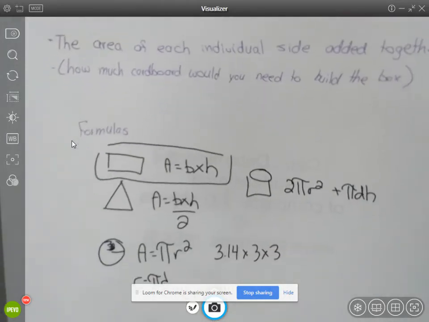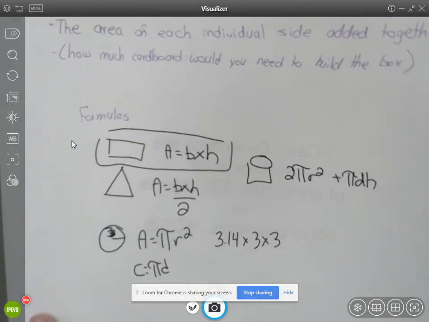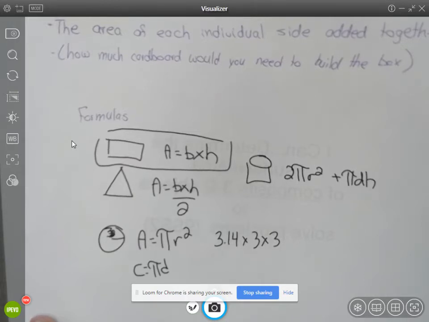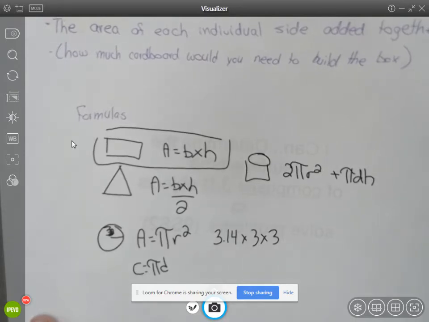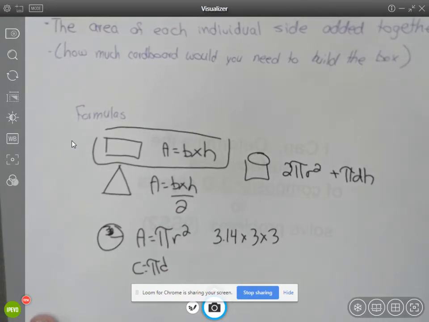There are lots of different formulas that you need to remember and know. For a rectangle or a square, area is base times height. For a triangle, area is always base times height divided by 2. For a circle, the area is pi times radius squared. So if our radius was 3 in that picture, it becomes pi times 3 times 3. Or if we're asking for the circumference, it is pi times the diameter. In this case, it would be pi times 6.